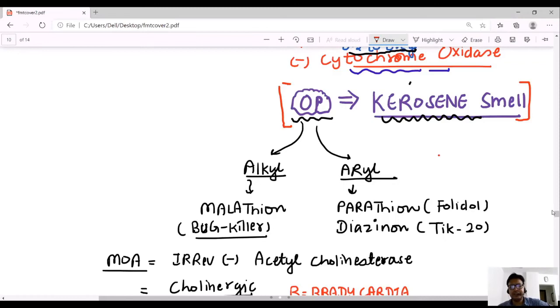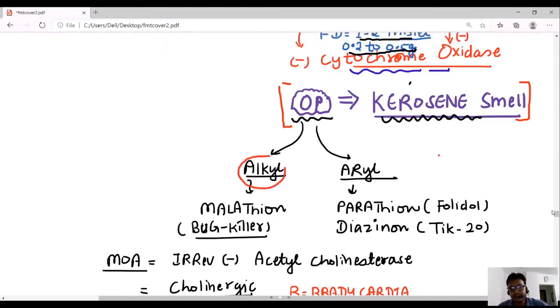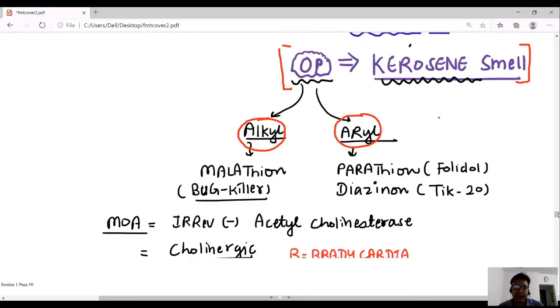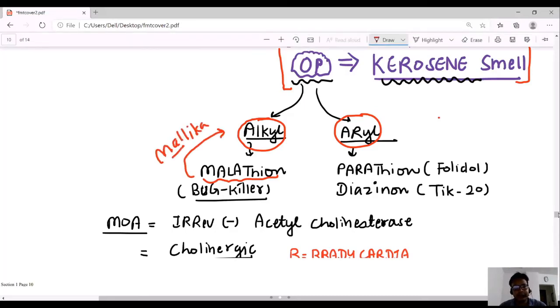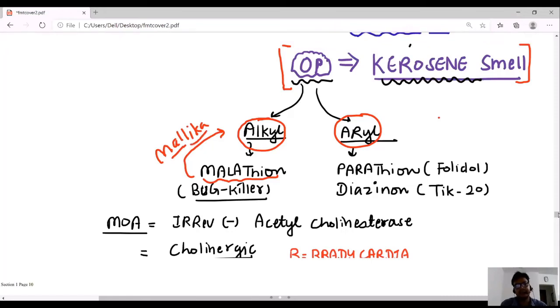Now, doctor, organophosphorus is of two types, alkyl phosphate and aryl phosphate. Sir, alkyl is malathione. This is a very important MCQ. You can remember it by Malaika. That is a very simple trick. Mala means alkyl. That is Malaika, alkyl.